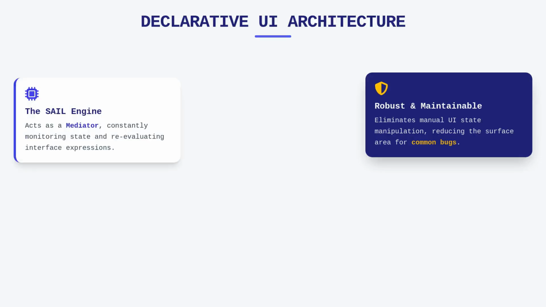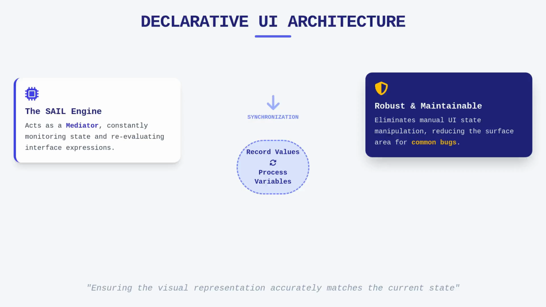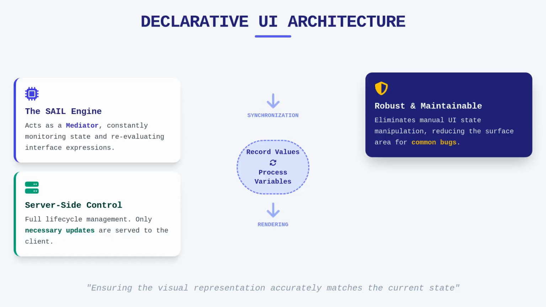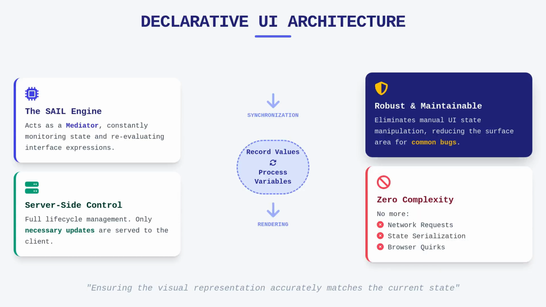The SAIL engine acts as a mediator, constantly monitoring the state of your application and reevaluating the interface expressions to ensure that the visual representation accurately matches the current record values or process variables. This lifecycle management is handled entirely by the server, which serves only the necessary UI updates to the client. Consequently, you are spared from the complexities of managing network requests, state serialization, or browser-specific rendering quirks that often plague traditional web development.